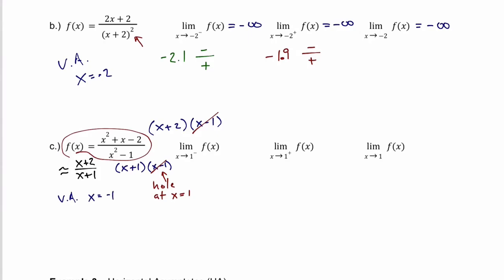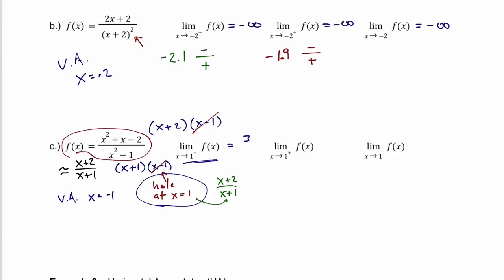So thinking about what's happening at x equals 1, I've already said that there's a hole there. Well, where is the function headed to? The function is headed to wherever this simpler function is going to go. So to think about the limit, we can evaluate the limit by thinking about that simpler expression, x plus 2 divided by x plus 1. If I plug in +1 to that, I get 3 over 2.